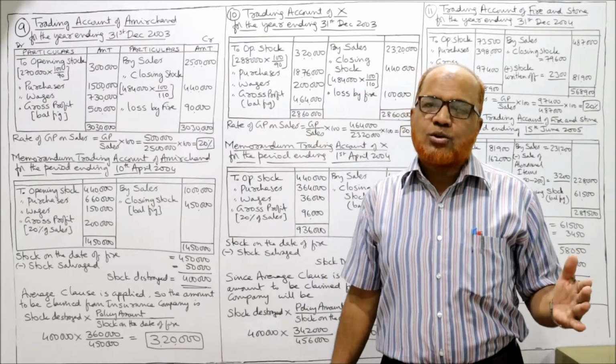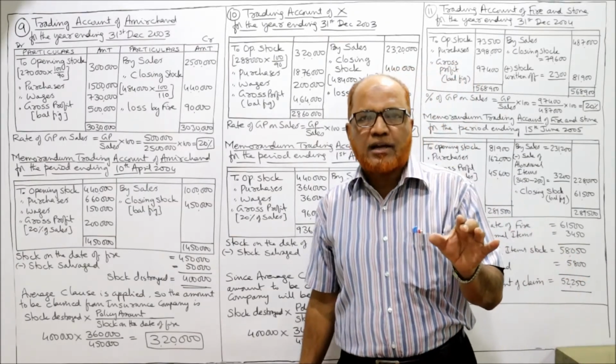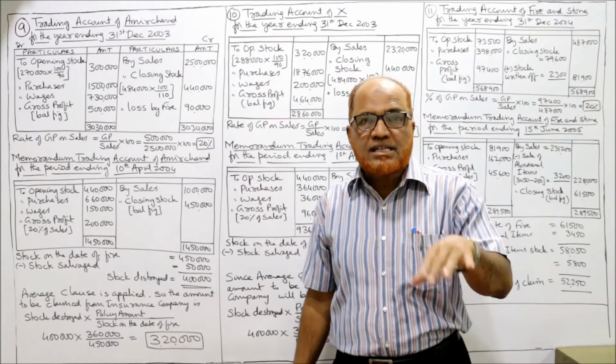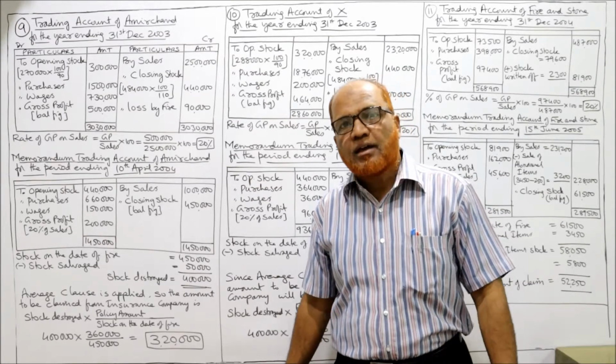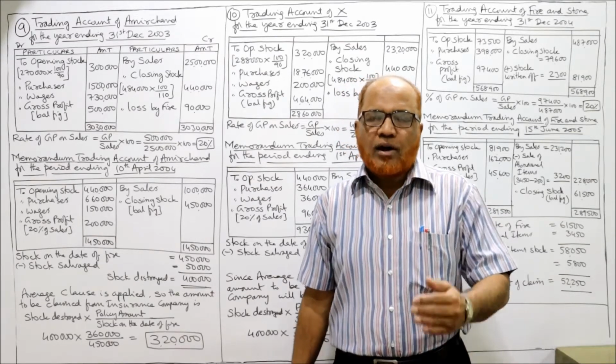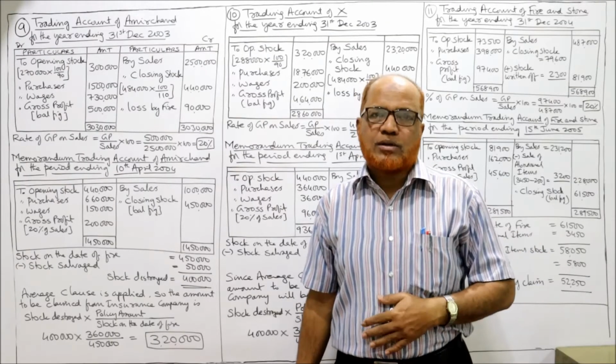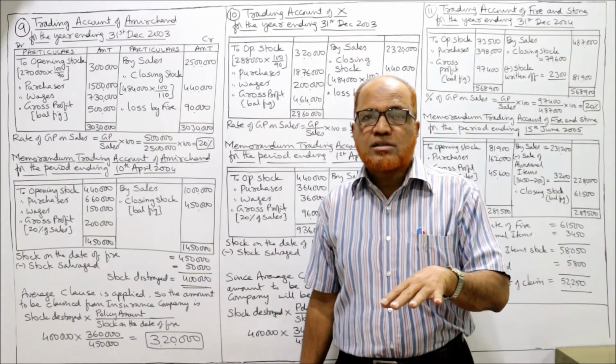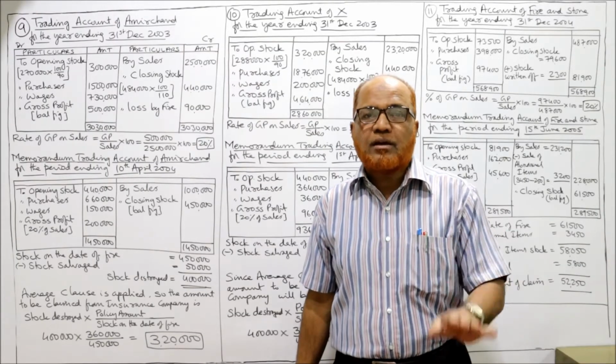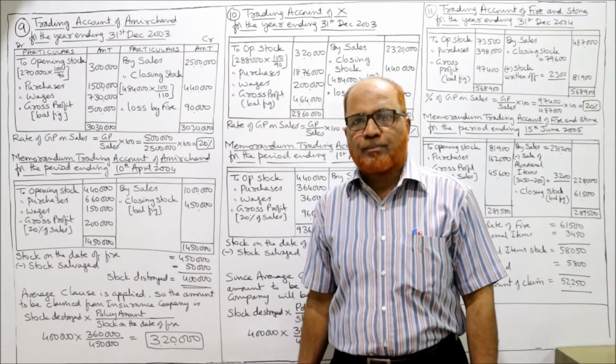In the theory class I told you the average clause is applied to discourage underinsurance. In order to reduce the premium, normally people make underinsurance. If they make underinsurance, then the actual loss will not be fully indemnified by the insurance company.